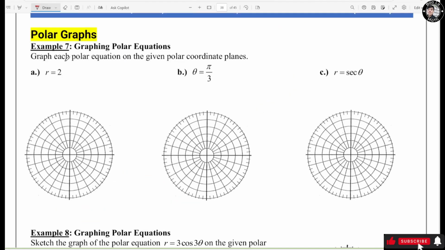Now, let's move on to the polar graphs. Example number 7, we need to graph polar equations. Now, question A, r equals 2. So the radius equals 2, which means you're going to focus on the second circle. So it could be this guy right here. Now, question B, angle theta is pi over 3. So pi over 3 is right here, so it should be a straight line like this.